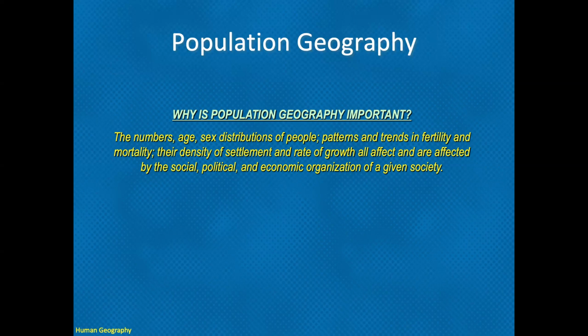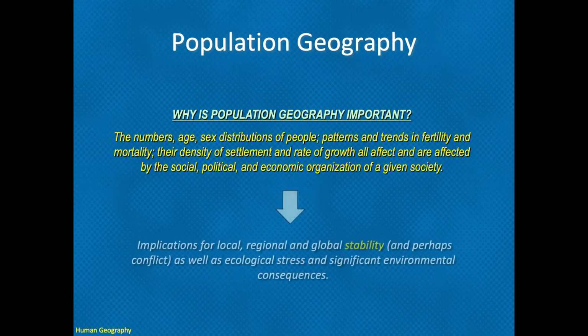It affects things like geopolitics. It affects, obviously, the economy, the economic vigor, health. Climate change affects people, which in turn affects other aspects of life. So population geography, significant. And these are some of the implications. Local, regional, and global stability.